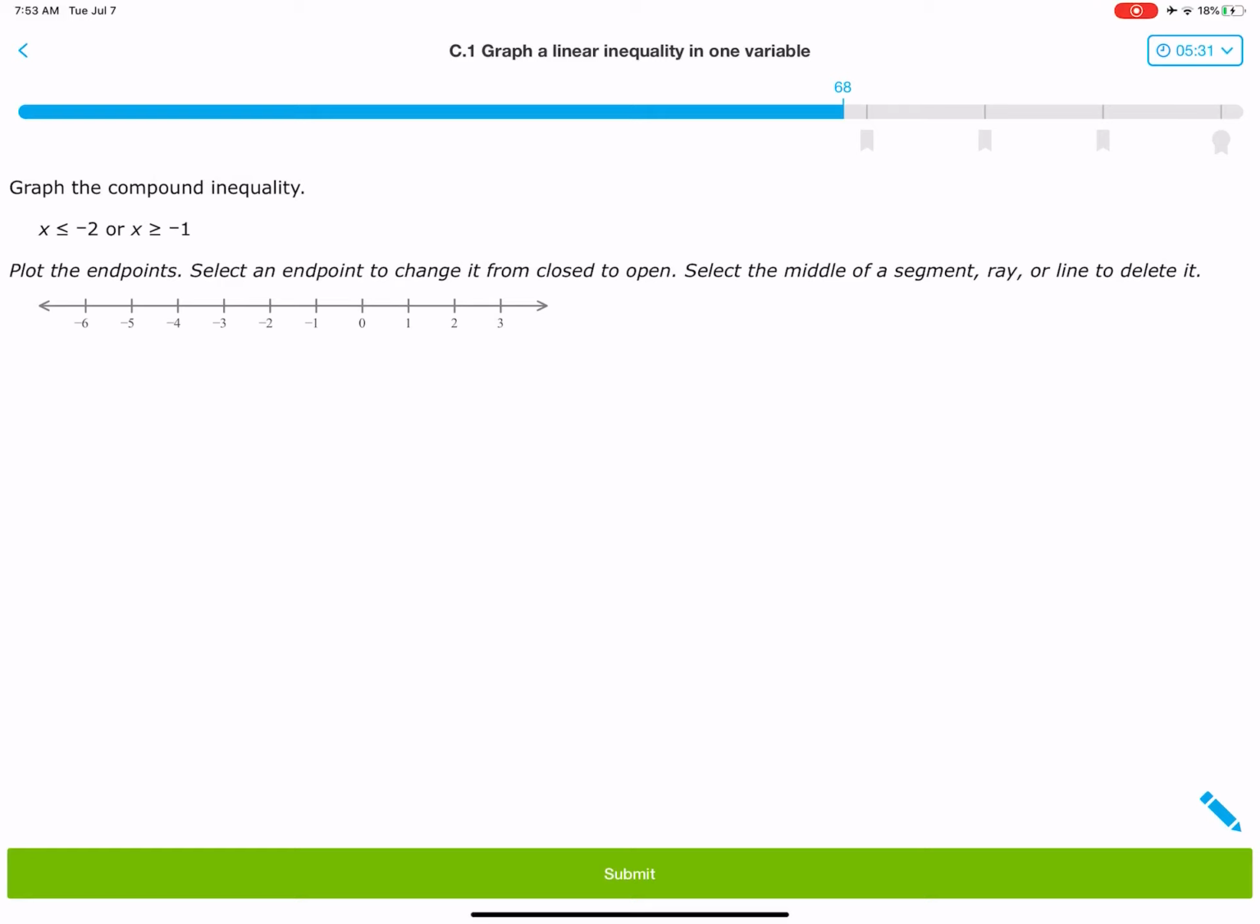When we see the "or", okay, so we've got x is less than or equal to negative 2. So I'm going to click on negative 2, and I'm going to fill in x is less than or equal to negative 2. So I'm going to go to the left because it's less than. And I've got x is greater than negative 1, so it's to the right. When we see that "or", it's typically the opposite direction.